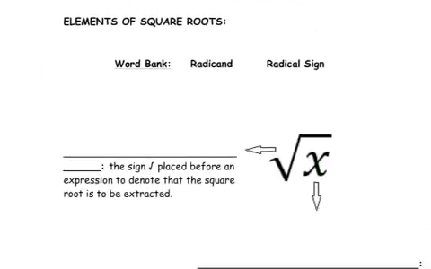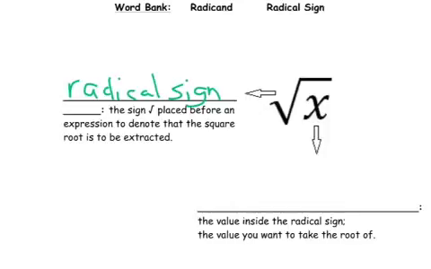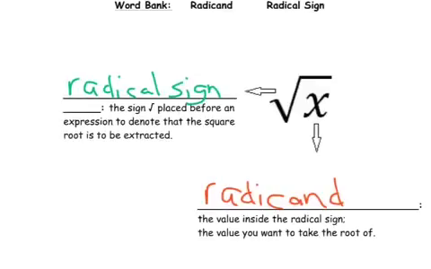Here are a few other vocabulary items we'd like you to know. Right here, it says the sign square root placed before an expression to denote that the square root is to be extracted. That is called your radical sign. And lastly, down here we have the value that's inside the radical sign, the value you want to take the root of. That is always called the radicand. Don't stress too much about the vocabulary. We just wanted you to be aware of some of the terminology. So let's move on to our next page.